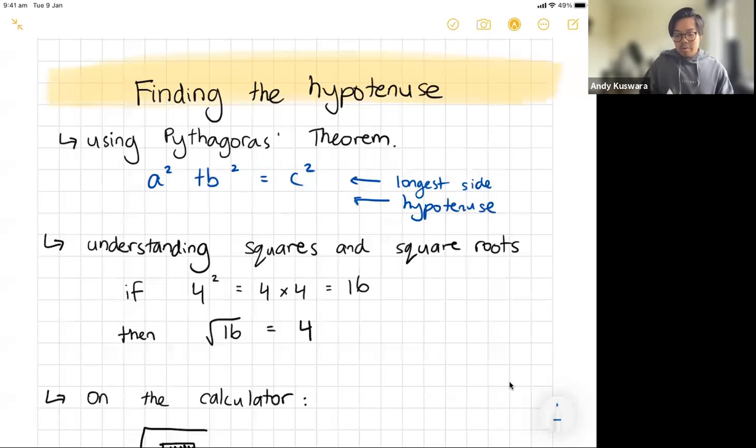Now, when we do this, you notice that everything's got to do with squares. So we have to learn how to deal with squares and how they relate. I've written a very simple example. 4 squared is the same thing as saying 4 times 4, and 4 times 4 is 16. A square root is just the opposite of a square. So if I take the square root of 16, it takes me back to the original number before I did anything. In other words, it's asking what number multiplied by itself will give me 16. The answer is 4.